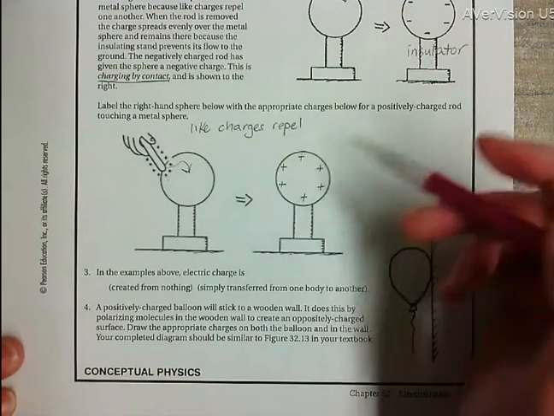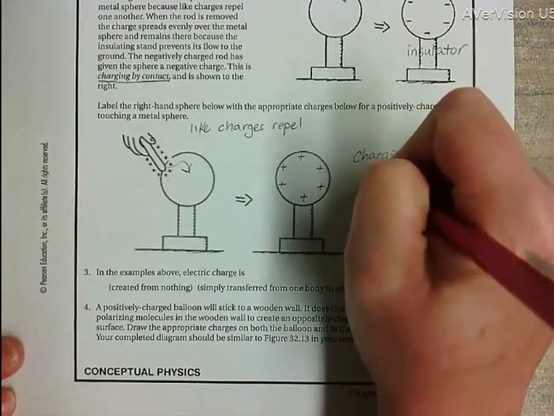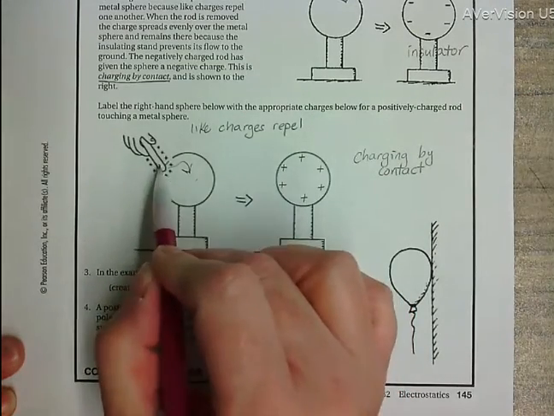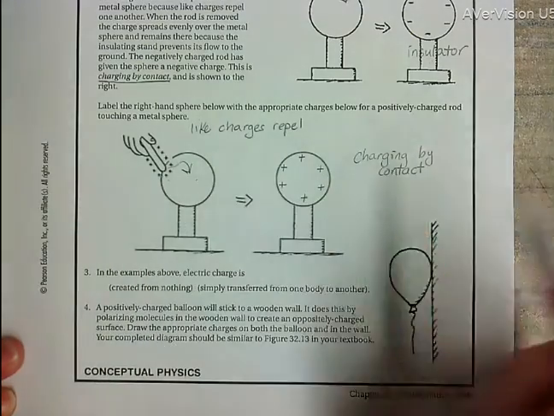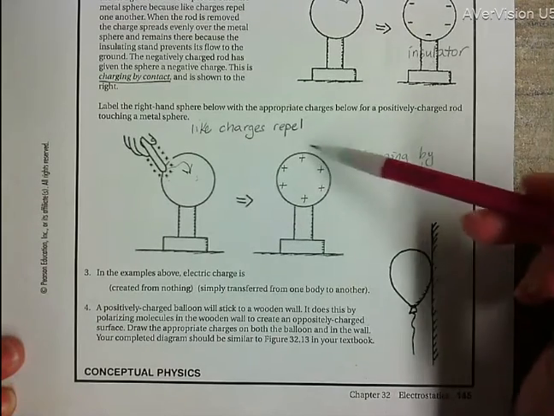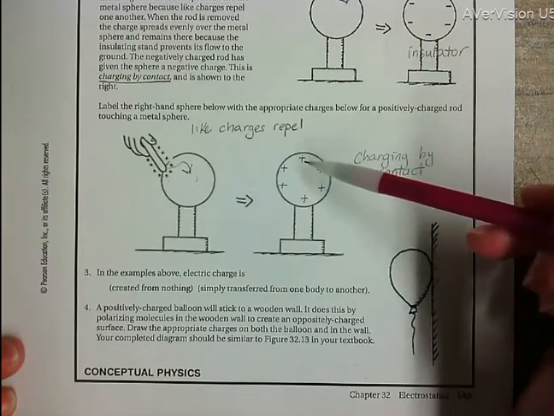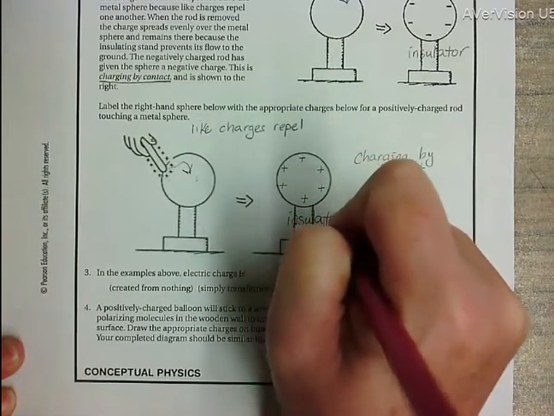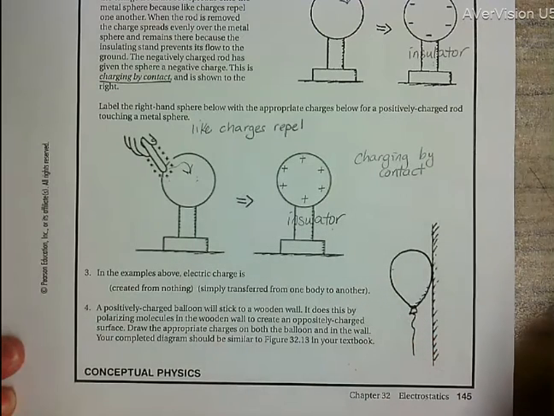So again, this is charging by contact because that rod actually touches that sphere and allows those positively charged particles onto this sphere. And again, they spread out because like charges repel, so they're going to move away from each other as much as possible once they're on that sphere. Again, they stay where they are because this base here is an insulator, and so it doesn't allow those positive charges to continue to move.